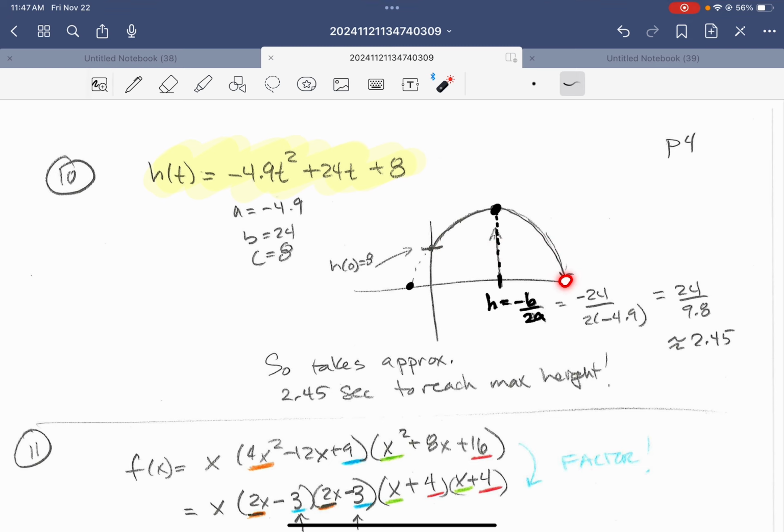To find out where it's equal to 0, I would have to take the whole thing and set it equal to 0. To find out what its maximum height is, I would have to take this value and plug it back in the original to find the height at that h value.